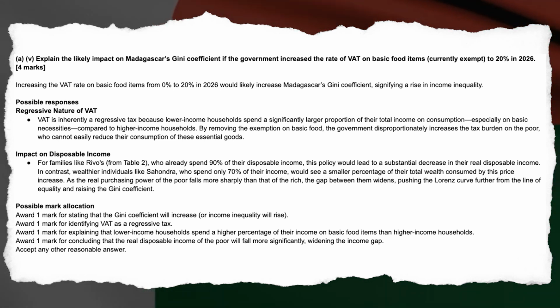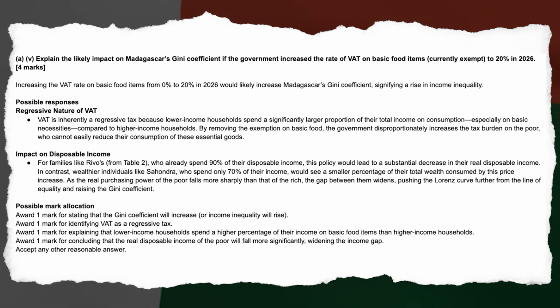Impact on disposable income. For families like Rivo's from Table 2, who already spend 90% of their disposable income, this policy would lead to a substantial decrease in their real disposable income. In contrast, wealthier individuals like Sahandra, who spend only 70% of their income, would see a smaller percentage of their total wealth consumed by this price increase. As the real purchasing power of the poor falls more sharply than that of the rich, the gap between them widens, pushing the Lorenz curve further from the line of equality and raising the Gini coefficient.